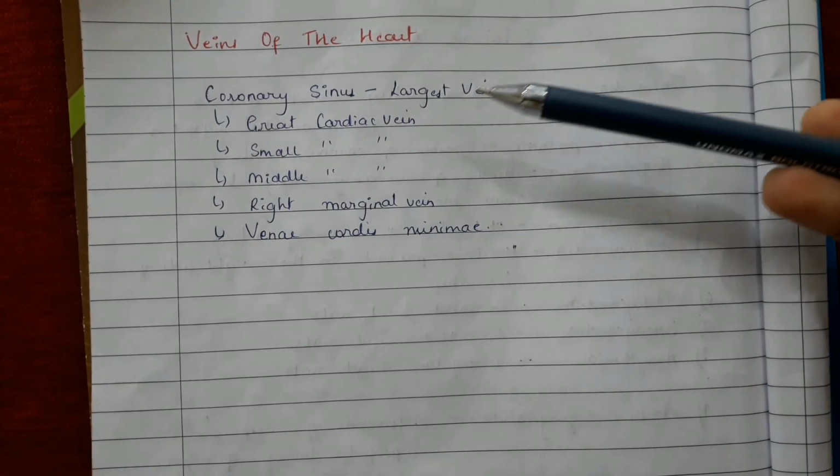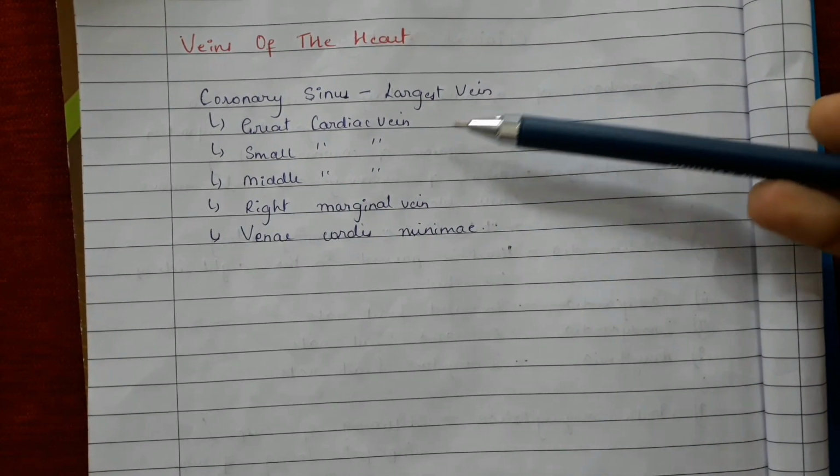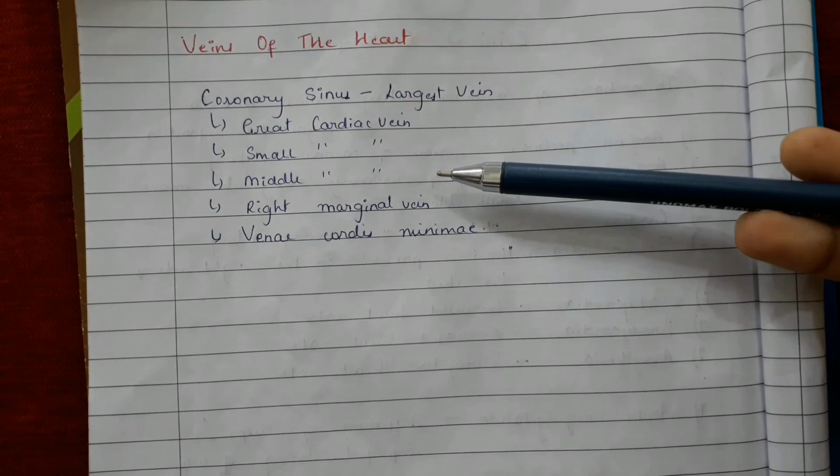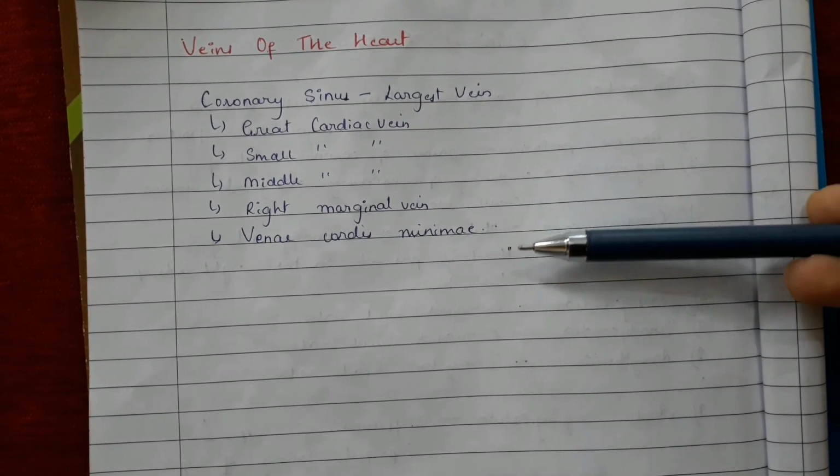Veins of the heart. Coronary sinus is the largest vein. We have the great cardiac vein, the small cardiac vein, the middle cardiac vein, right marginal vein, and the venae cordis minimae.